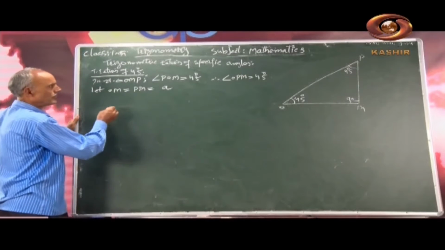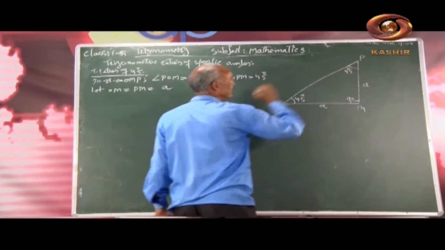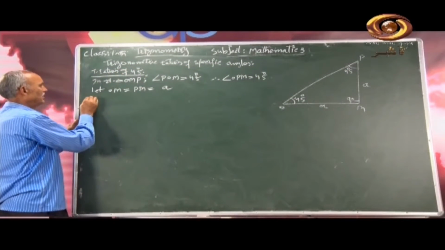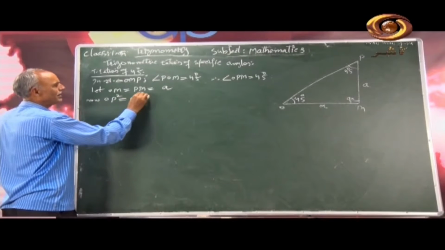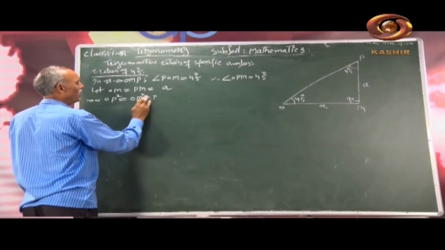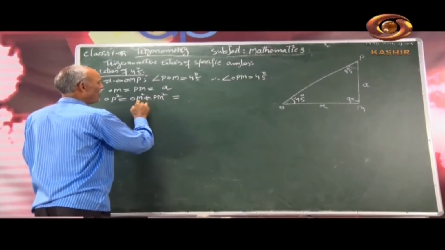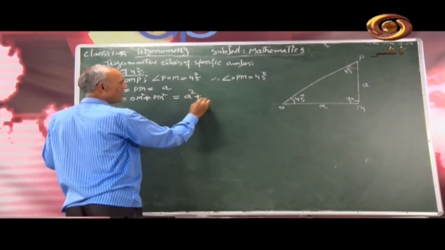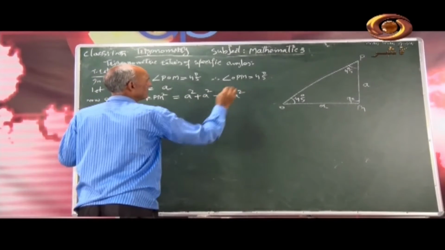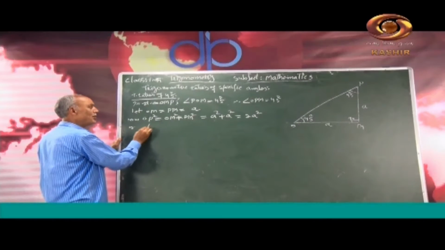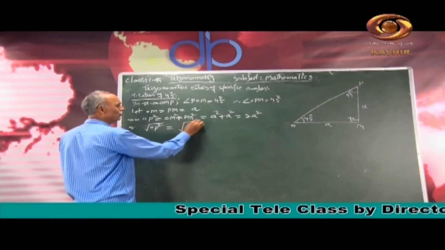So now we know two sides, A and A, and we will find the third side by Pythagoras theorem. Now OP square by Pythagoras theorem is equal to OM square plus PM square, which is equal to A square plus A square, that is 2A square. Taking square root on both sides, positive square root, because the sides of a triangle are always positive. So we will take only the positive square root.